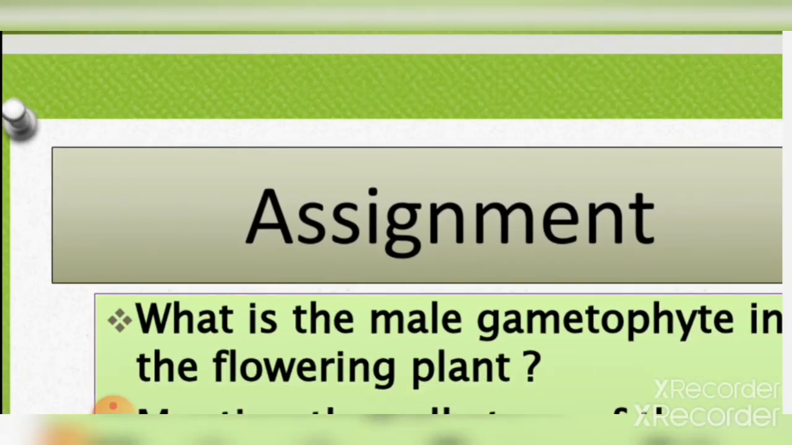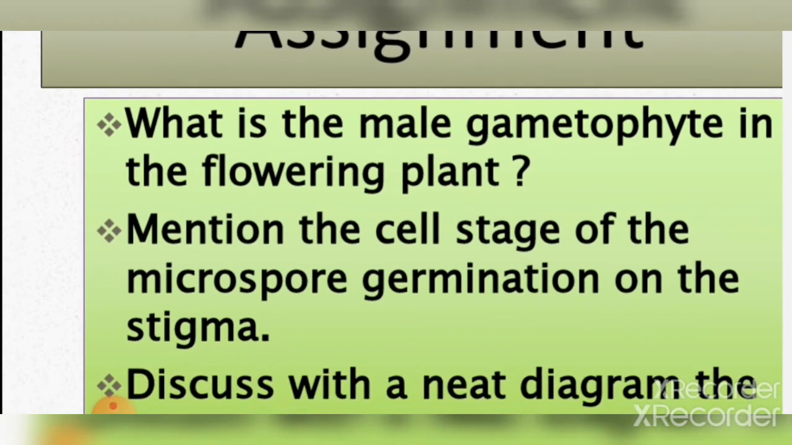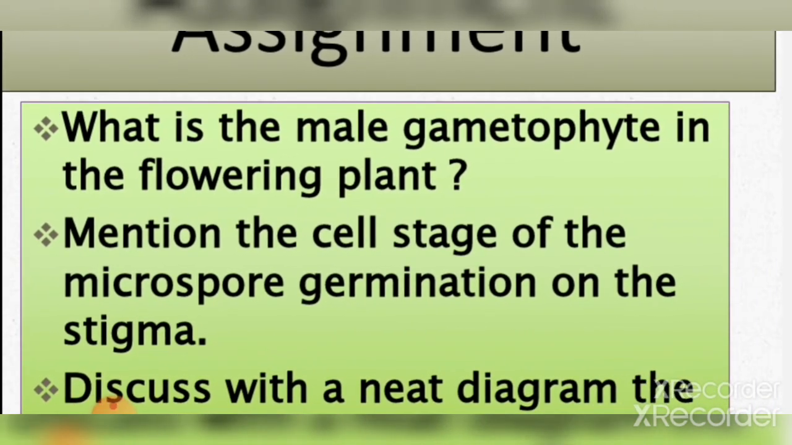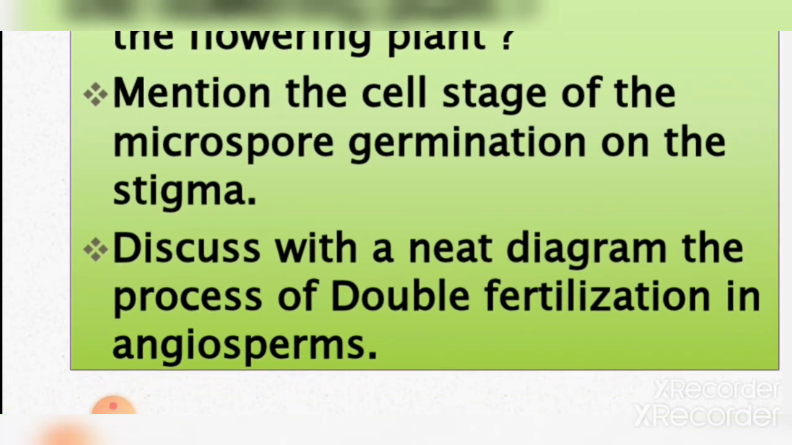But now there are some questions for you. Please answer these questions. What is the male gametophyte in the flowering plant? Next question is, mention the cell stage of the microspore germination on the stigma. And the third question for you, my dear children, discuss with a neat diagram the process of double fertilization in angiosperms. So these are the 3 questions. Please attend to that and come with concise answers. Okay, children?